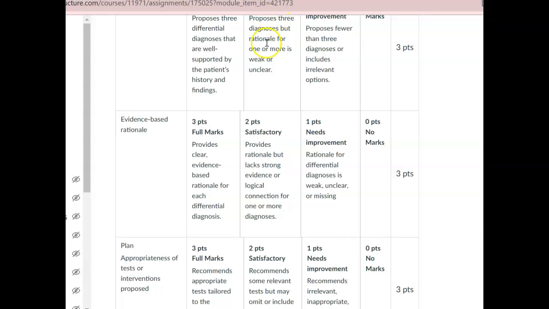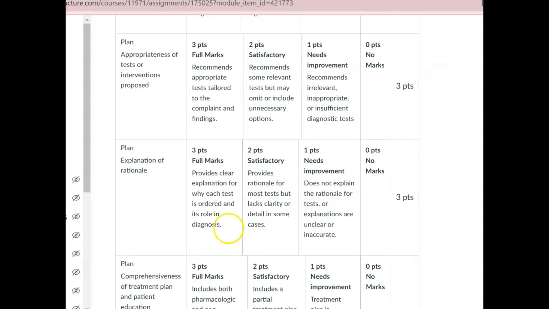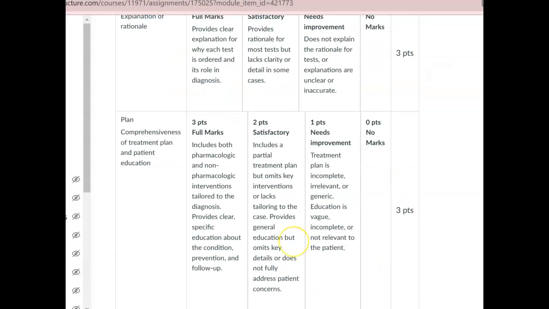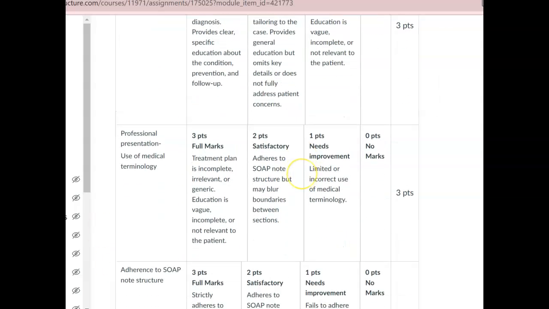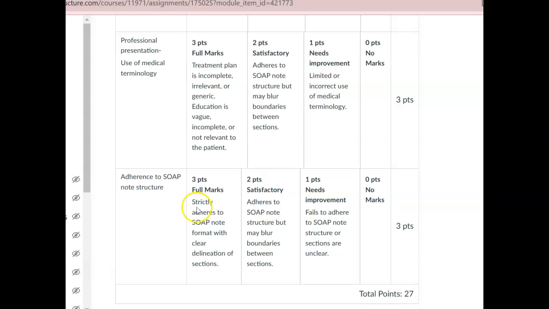Your evidence-based rationale for your differentials, and then the appropriateness of your tests. Do you have a true reason and purpose for the test you suggested? And did you give me the rationale for that? And then your treatment plan, how thorough was it? And then whether or not you made a professional presentation and whether or not you were able to adhere to the SOAP note structure on that question 3. They're all worth 27. I'll grade it accordingly.